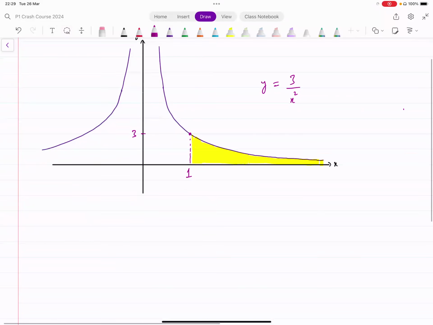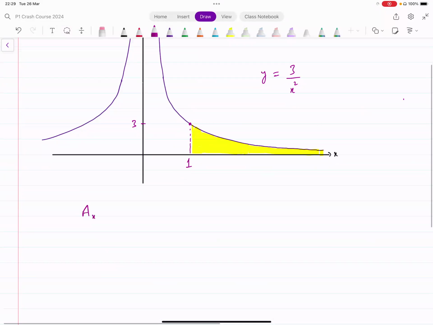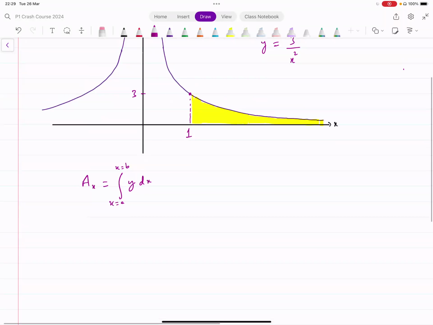The formula looks like this. Area equals the integral of y with respect to x, right? That's what the formula looks like. Limits are values of x, right? So we have some limits of x here from x equals a to x equals b, let's say. Let's input values in this formula.